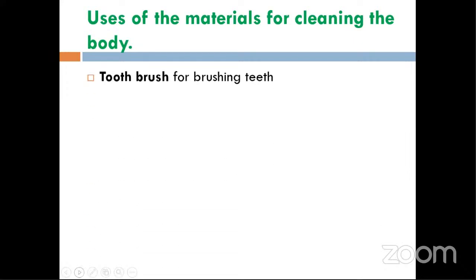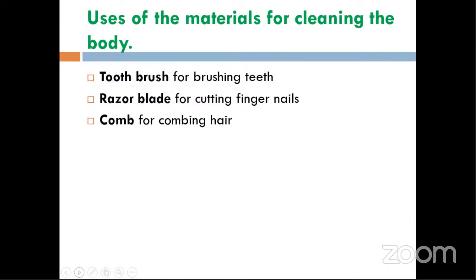So let's take a look at one, and that is the toothbrush. What is the use of the toothbrush according to what we have here? Brushing teeth. Good. What about the razor blade? Cutting fingernails. Good. The razor blade is used for cutting fingernails. Let's look at another one, comb. What is the use of the comb? Brushing your hair.